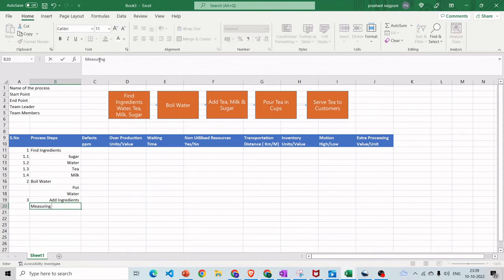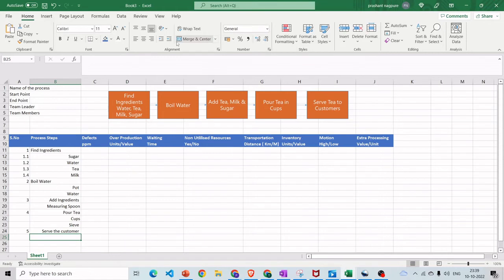Measuring spoons. Let's keep it simple then, let's say measuring spoon, and then 4 is pour tea, and pour tea will require you to have steps and sieve, and then finally the fifth step is to serve the customer.